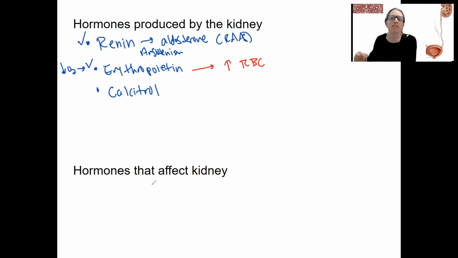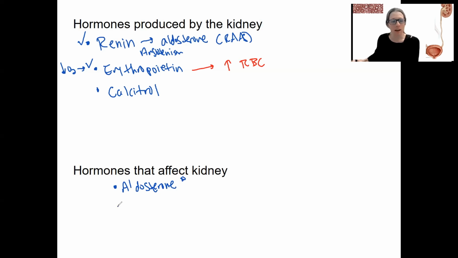Then we have hormones that affect the kidney, so act on the kidney. Well, actually, look right there, aldosterone. So renin stimulates aldosterone, which is going to stimulate potassium secretion and sodium reabsorption in the distal convoluted tubule. We saw that last week. We saw it with blood pressure. We're going to look at it a little bit more this week. So we've kind of done it.